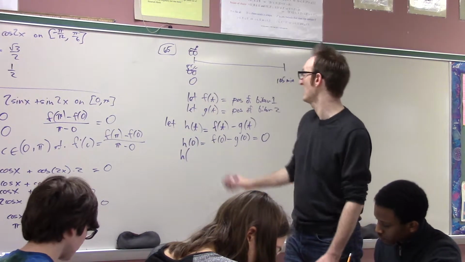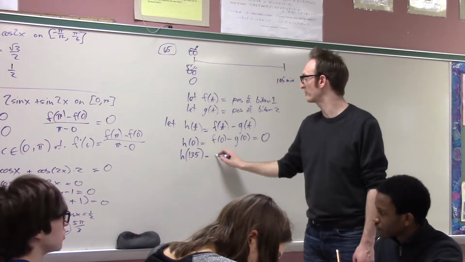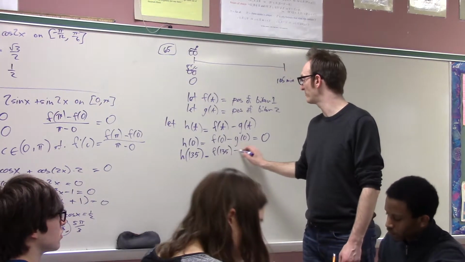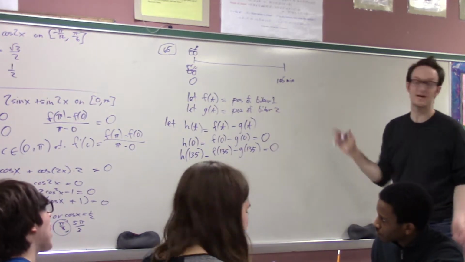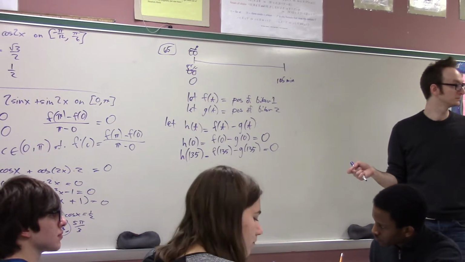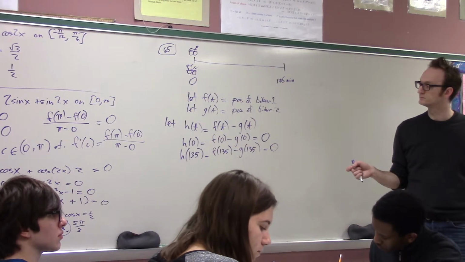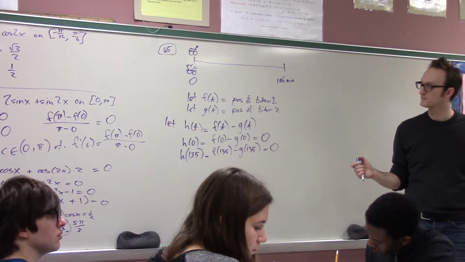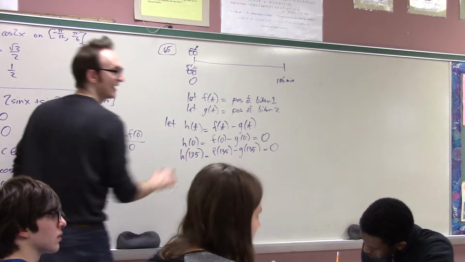Where are they at time 135, measuring in minutes? Or what is h of 135? Well, it's f of 135 minus g of 135. But by assumption, they finished the race at the exact same time, so their gap is also 0 there. And now by the mean value theorem, I guess maybe it makes more sense to just apply Rolle's theorem here, right?